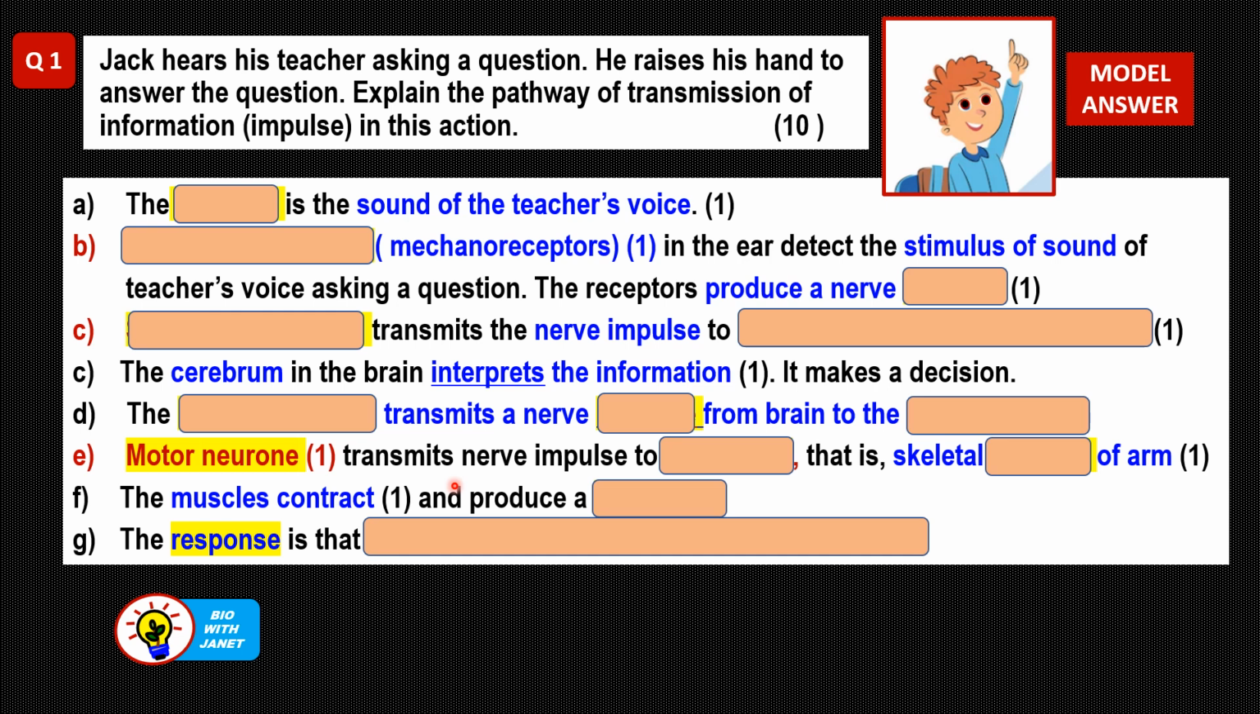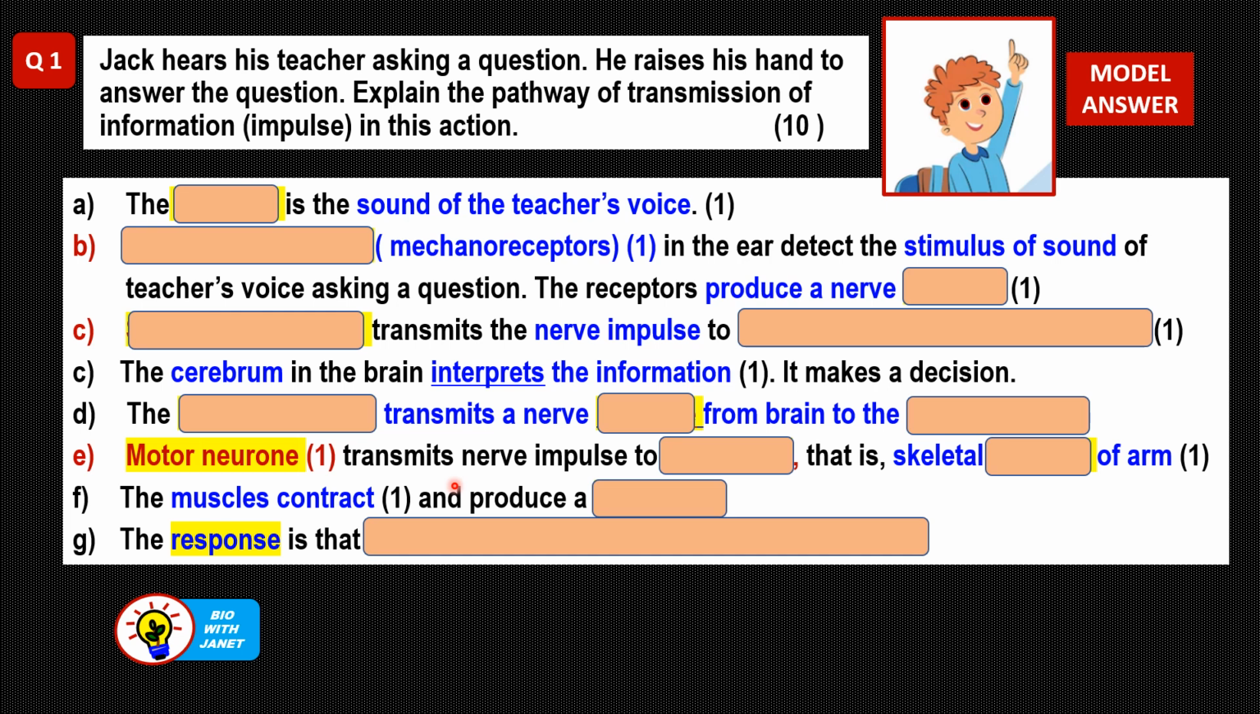So we're using the acronym Sri Sabri Moto Emak Muda Rosak here to answer the question and to make sure we have all the components of the coordinating system to show the pathway of transmission of information. Right, let's look at the answer.